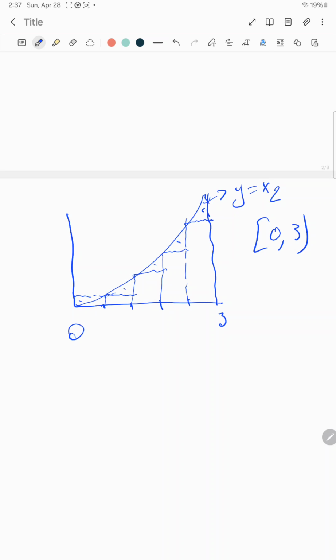Because I divided it into 5 rectangles and the original value is 3, so here it is 3 over 5. The distance from here to here, and the distance from here to here, it's 3 over 5. And the x here is 0, and the x here is 3 over 5. The x here is 6 over 5. And the x that is here is 9 over 5. And the distance is always 3 over 5.